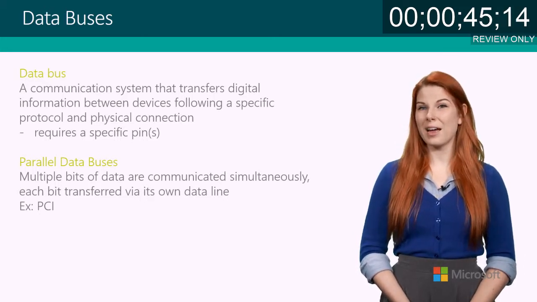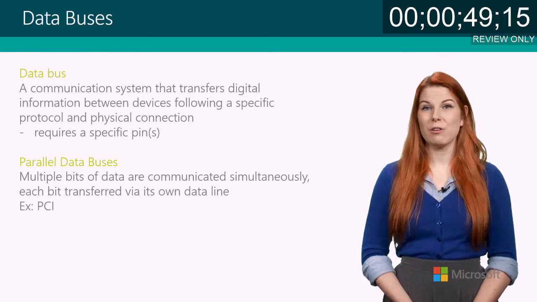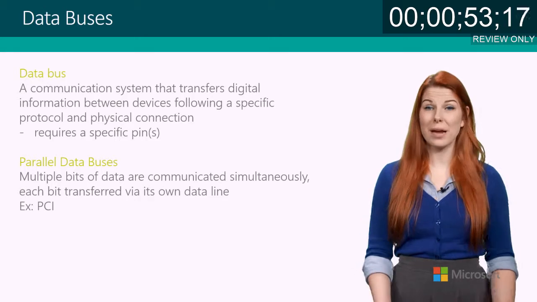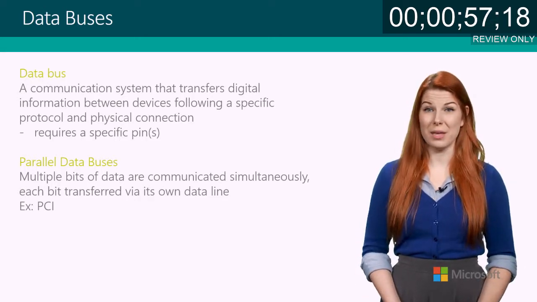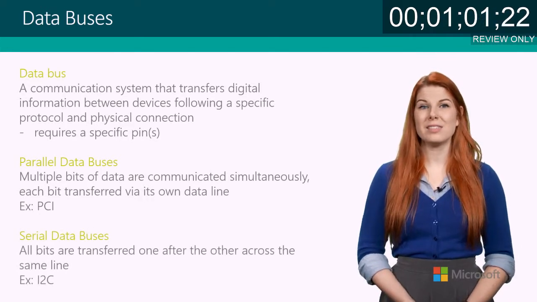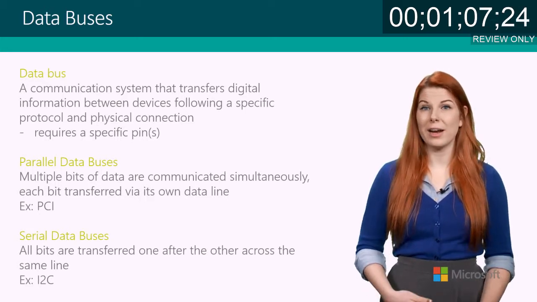There's two categories of data buses. There's parallel data buses, where you have a series of pins that are all sending information simultaneously, or parallelly. So maybe you would have 8 pins and each is sending a bit of information all at the same time. Then you have serial data protocols. That's where you're using one pin to send bits of information one right after the other.